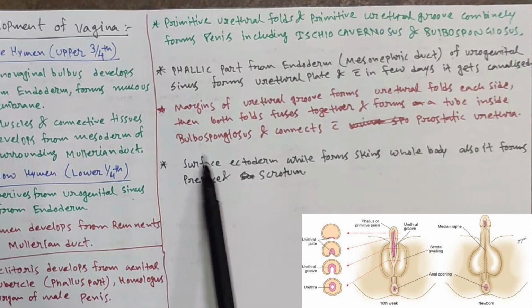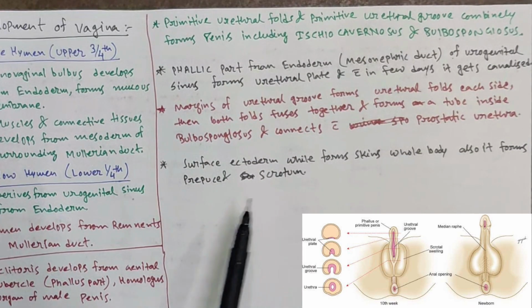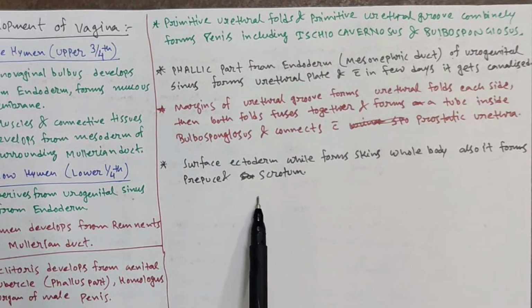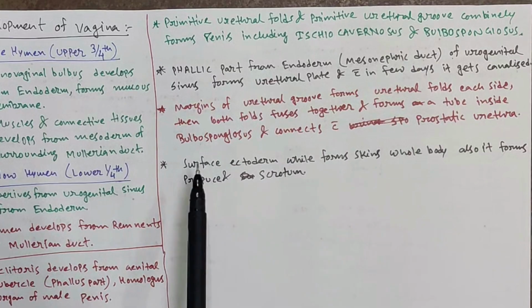Okay. Now the prepuce, which covers the glans penis and the entire shaft of the penis, arises from the surface ectoderm. The scrotum, which covers the testes, also arises from the surface ectoderm.